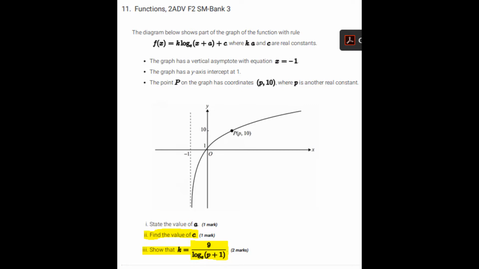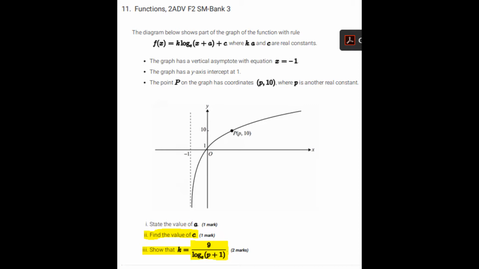A student has sent through this question, which reads: the diagram below shows part of the graph of the function with rule f(x) equals k log e of (x plus a) plus c, where k, a, and c are real constants. The graph has a vertical asymptote with equation x equals -1. The graph has a y-axis intercept at 1. And the point P on the graph has coordinates (p, 10), and p is another real constant.